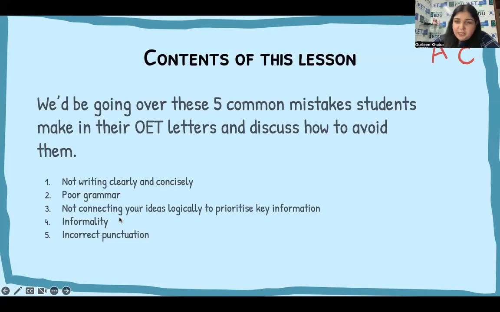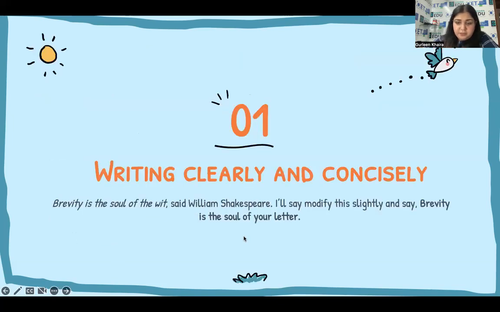Then the fourth area would be informality of language. In this, we'll discuss errors like students sometimes using contractions or even the choice of words for that matter. So we'll discuss how to sound formal, how to keep the tone of your letter formal for the reader. And the last would be incorrect punctuation. All of these mistakes relate to different assessment criteria in your writing exam. So let's move on to the first one.